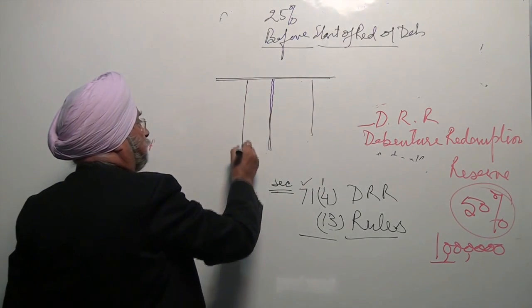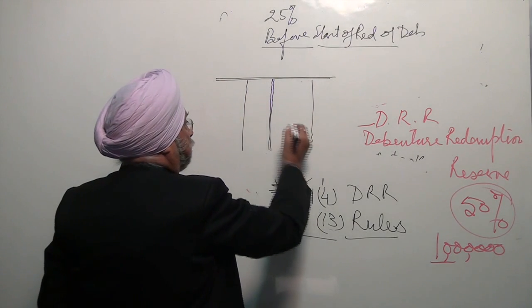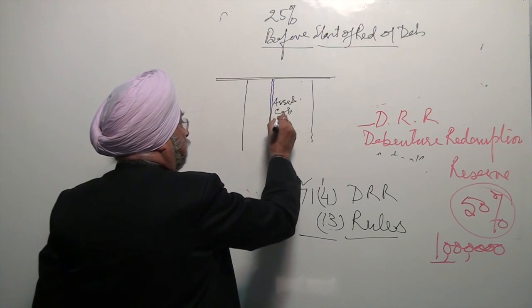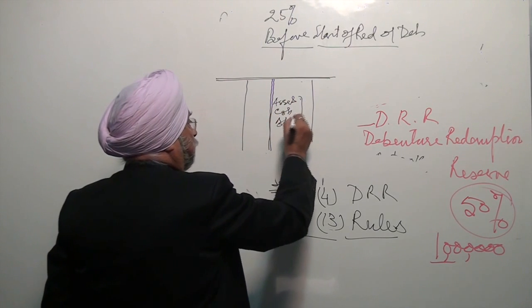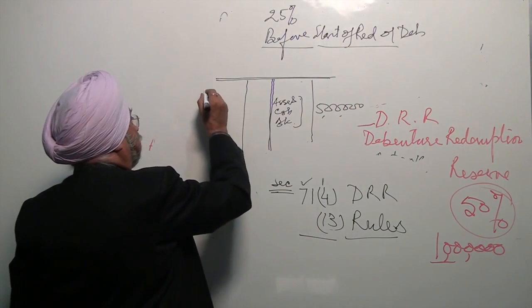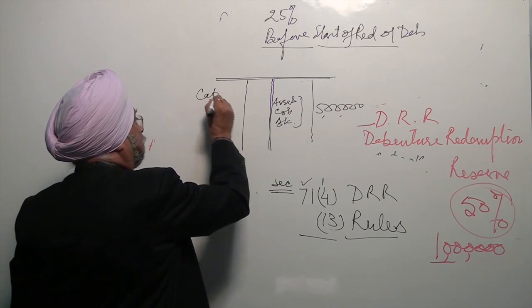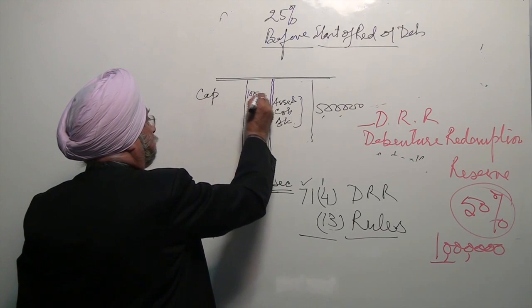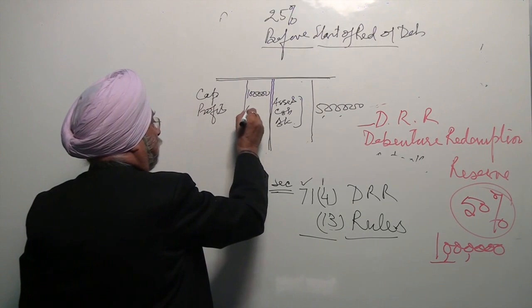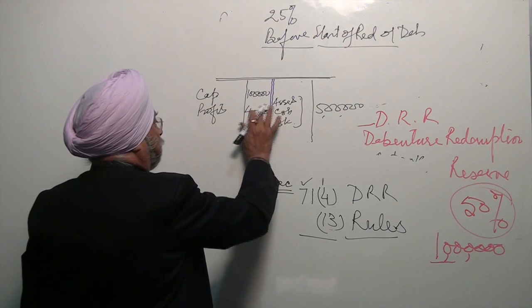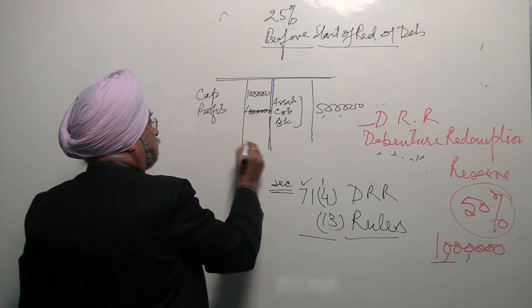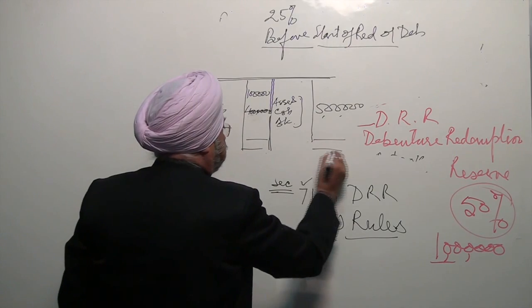Now the balance sheet is prepared in vertical form. These are my assets, including cash and bank also. Say they are 5 lakhs. And here is my capital, say 1 lakh, and my profits are 4 lakhs. This is my balance sheet, just to explain. So the total is 5 lakhs on both sides.